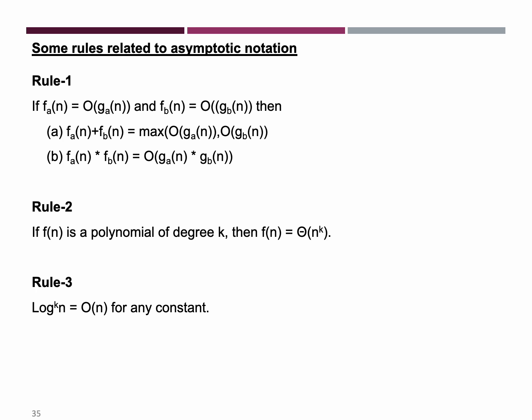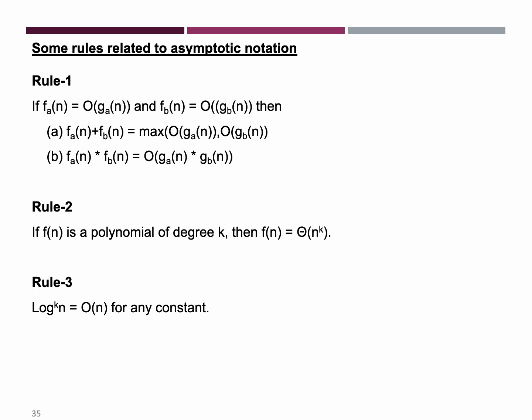Then rule 3: for any constant k, we have log to the power k of n equal to big O of n. This means that logarithmic functions, even when raised to a power, grow much more slowly than linear functions. As n grows larger, any logarithmic function is eventually dominated by a linear function. This rule tells us that, in terms of big O, a logarithmic term, even raised to a constant power, will never grow faster than n.